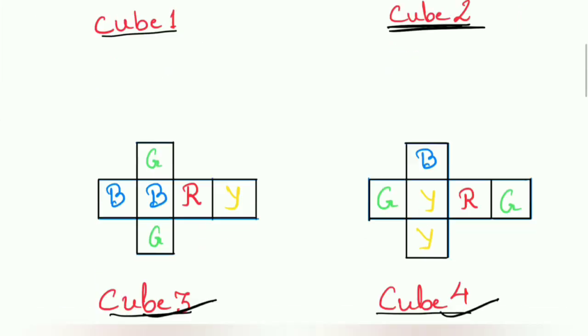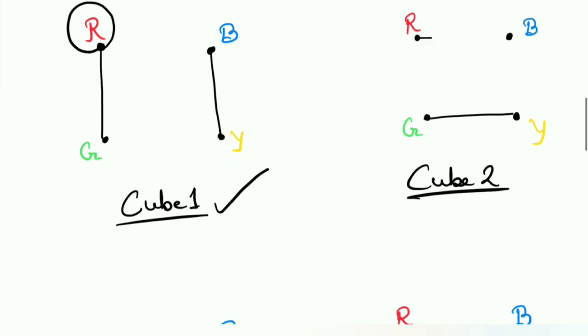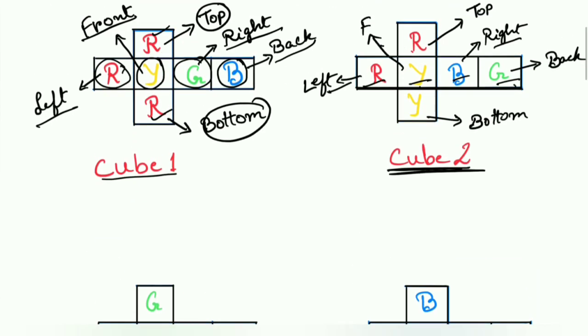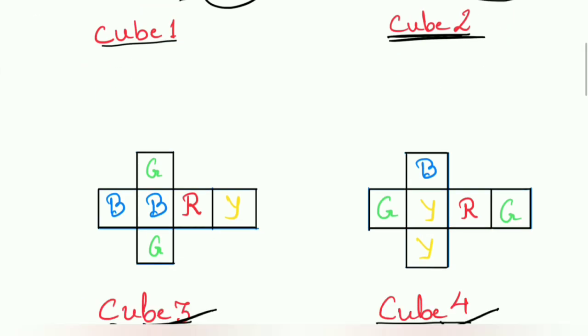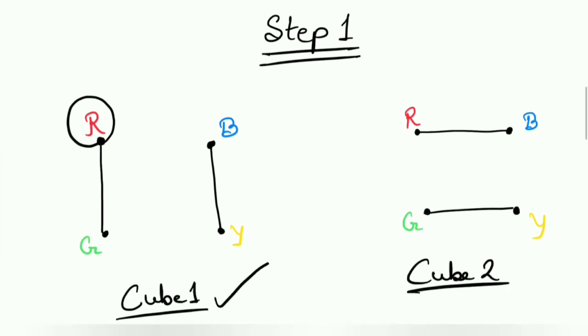Then left, right, red and blue. So left is red, right is blue, red and blue we have joined. Next top and bottom, that is red and yellow. So we will join the vertices red and yellow, and this completes the graph of cube 2.